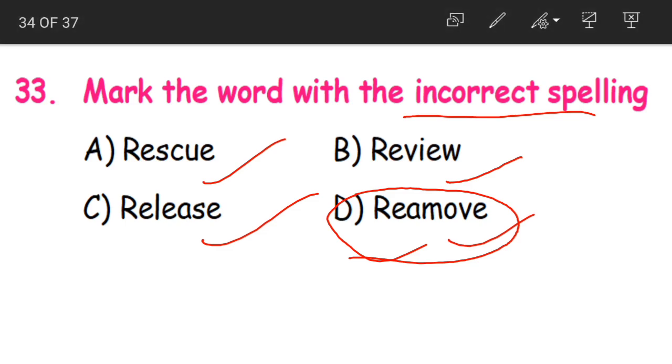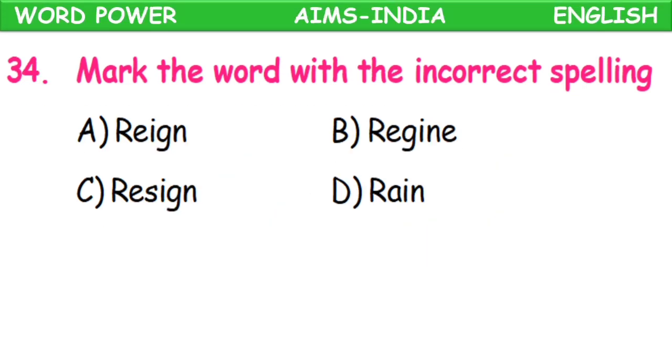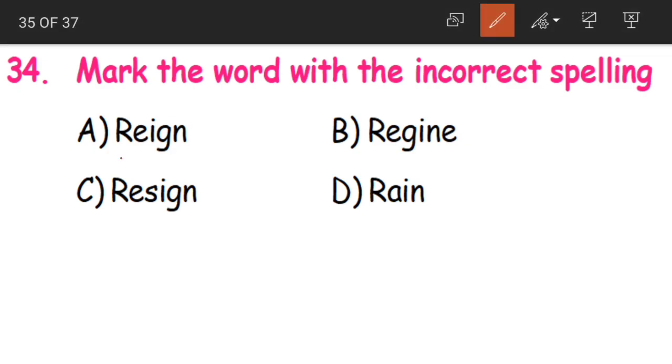Now the next one, 34th one, mark the word with the incorrect spelling. Again here, reign, resign, resign and rain. This rain in A is different, and in D, this rain is different. Reign, R-E-I-G-N, is the rule of a king or a period. So we call it a reign, the rule of a king or any prime minister or chief minister.